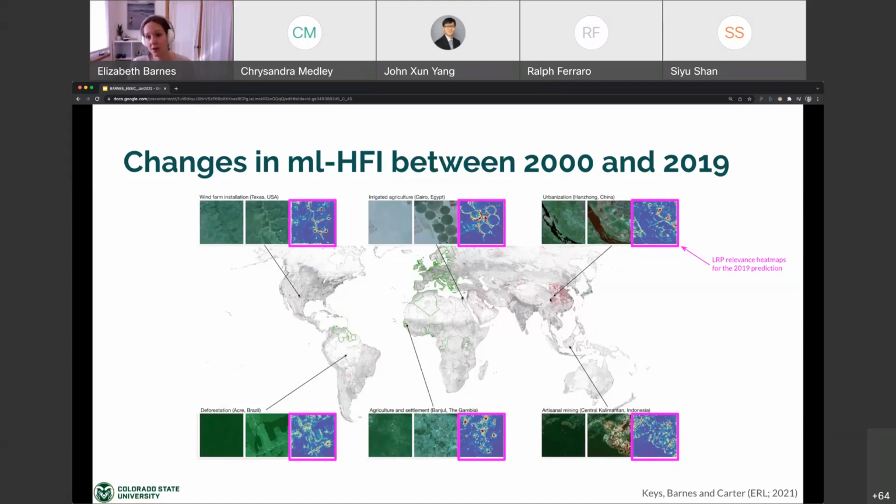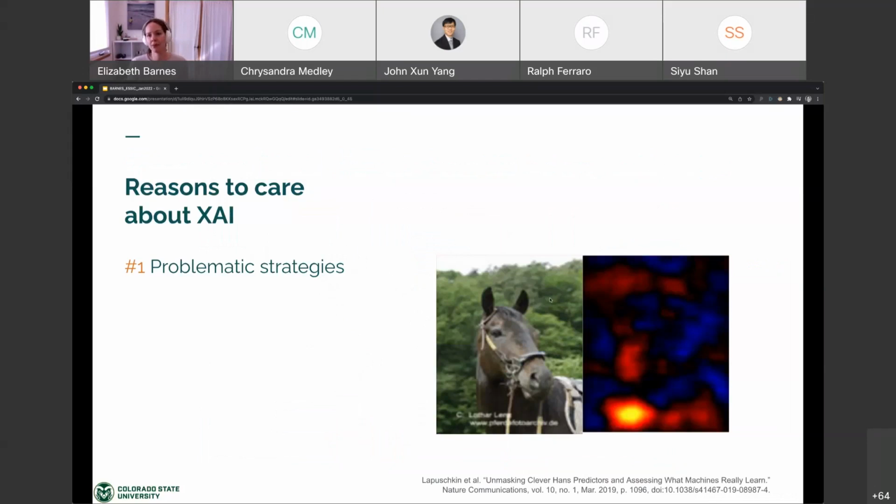All right, so why might you care about XAI? You might say, I'm a scientist, but I really don't care. I just want the right answer, okay? I'm going to argue you still want to understand how your machine learning algorithm is coming to its decisions. One reason is the one I already said, problematic strategies. Even if you just want a good answer, you're going to get the best answer if you're getting it for the right reasons.